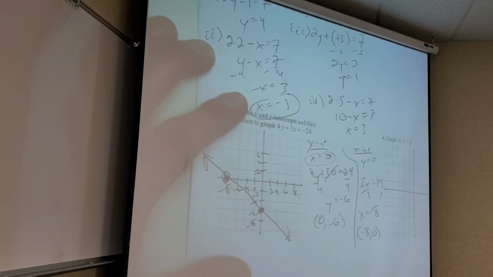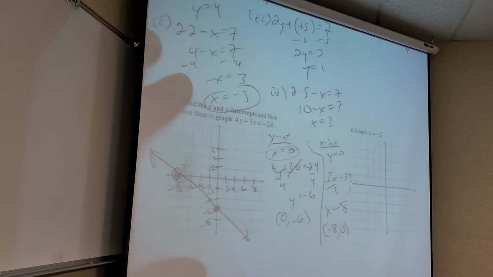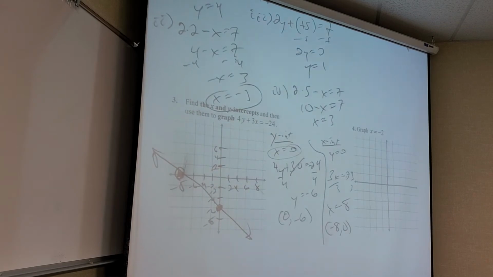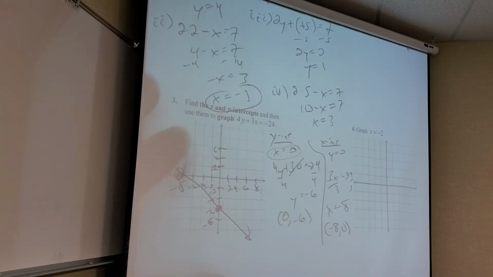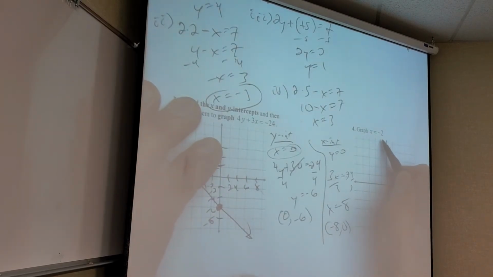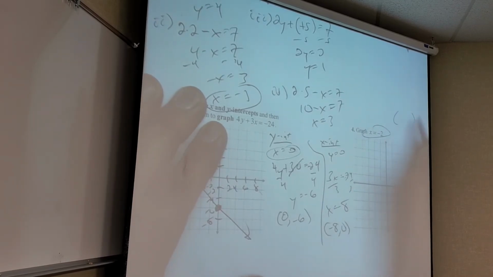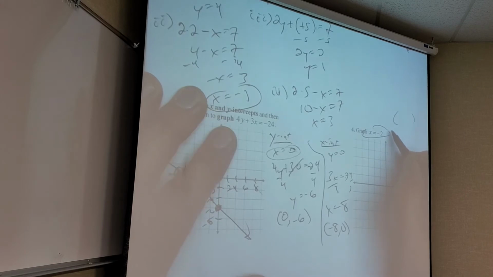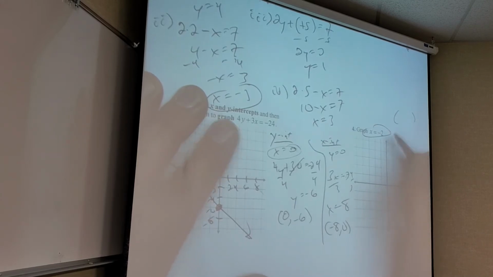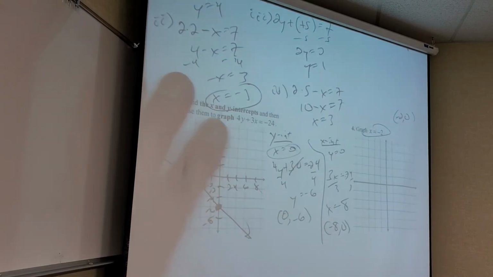Did anybody do number 4? 4 is definitely freaky. All I say is x must be negative 2. So give me a point where that's true. Somebody give me a point that works here. Give me a point where x is negative 2. Yeah, negative 2, 0. There's a point.